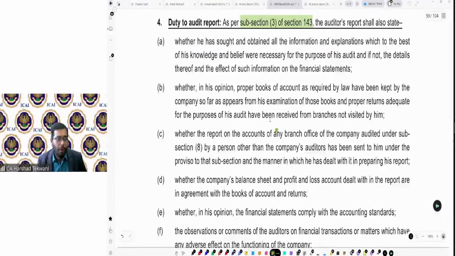So the first one is whether the auditor has sought and obtained all the information and explanations which, to the best of his knowledge and belief, were necessary for the purpose of audit. If not, the details thereof and the effect of such information on the financial statements. So whether he has received such information or not.